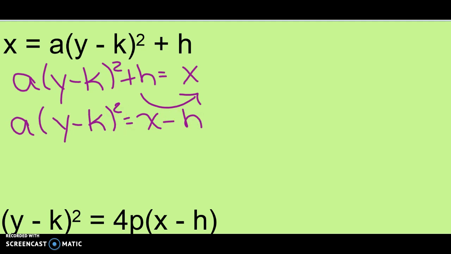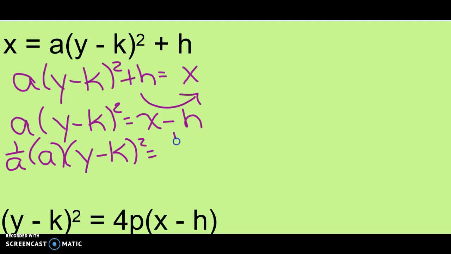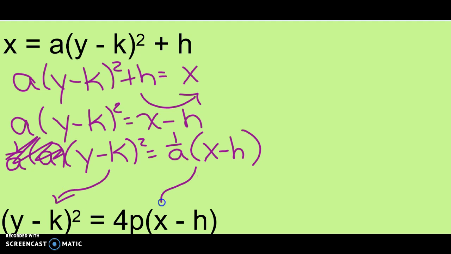All right, multiply both sides by 1 over a. So 1 over a times this times y minus k squared equals 1 over a times x minus h. And so these two are going to cancel out, and we're left with the same exact form. So this is going to open up left and right, depending on what p is.